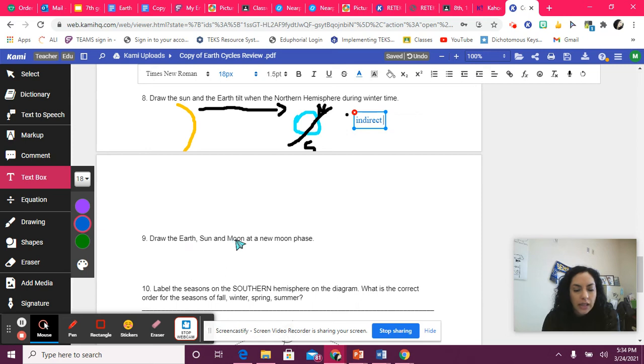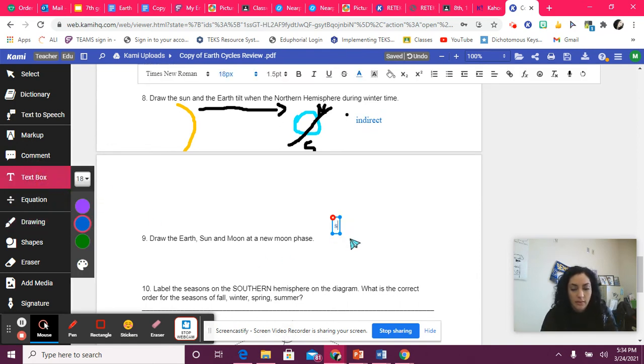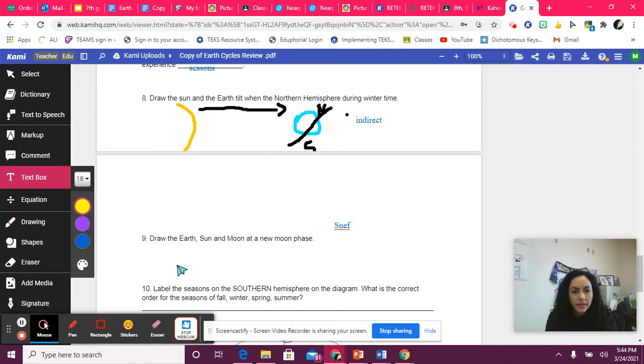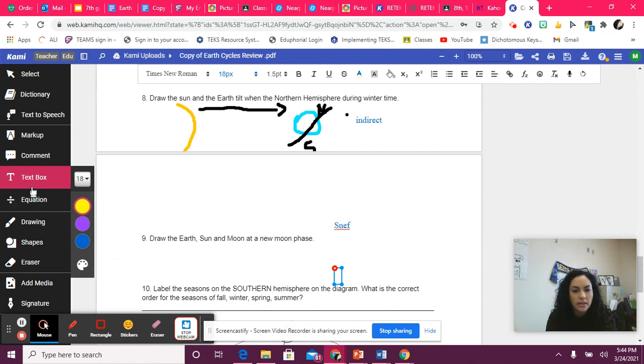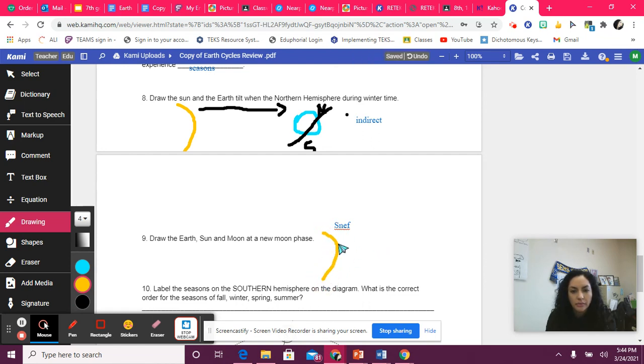Draw the Earth, Sun, and Moon at a new moon phase. Remember, SNEF. So I'm going to do a text box for that. Okay, SNEF. And if you notice, again, you are going to put the sun. So SNEF, this is something that we had mentioned before. And again, draw the sun. The sun right here, sun for SNEF, the new moon.